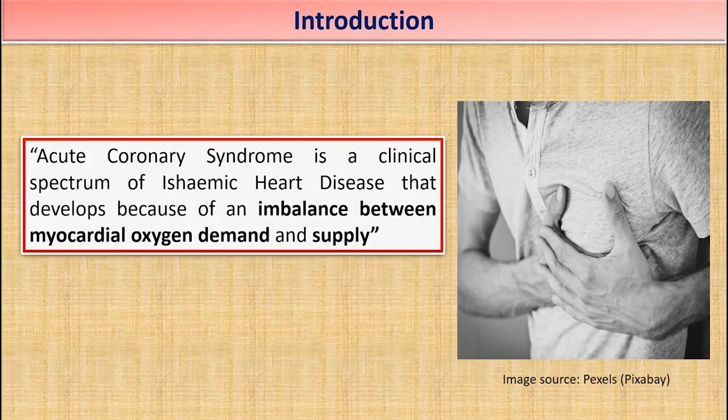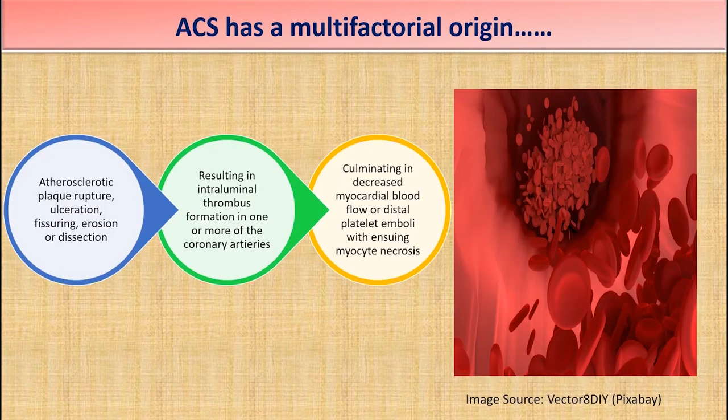Let's get the ball rolling by looking at our ACS definitions. Acute coronary syndrome is defined as a clinical spectrum of ischemic heart disease that develops because of an imbalance between myocardial oxygen demand and supply. So what causes an acute coronary syndrome event? It actually has a multifactorial origin.